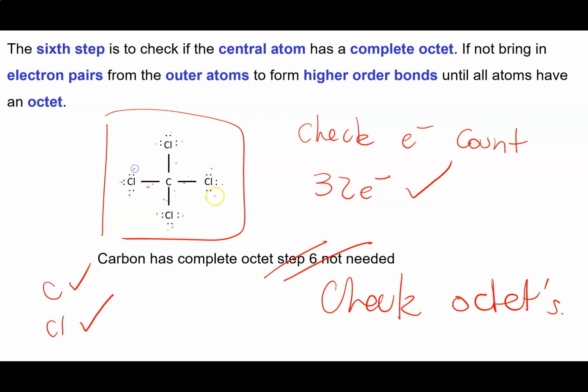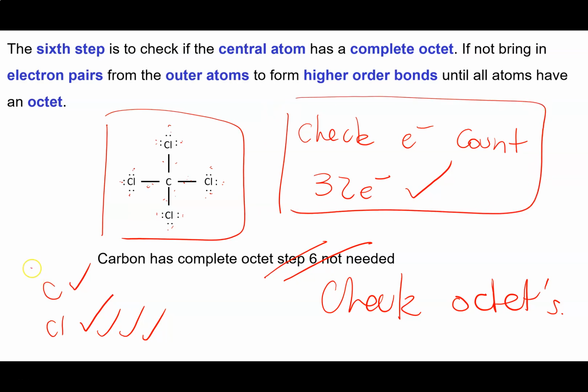2, 4, 6, 8, 2, 4, 6, 8, 2, 4, 6, 8. They're all good. All 4 chlorines are good. There's no way that this molecule doesn't have the correct Lewis structure. Okay, so that's really it. And this is very important: check the electron count at the end and also check that every atom has a complete octet. If either of those things isn't right, you have an incorrect Lewis diagram.